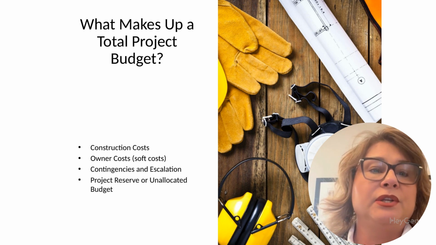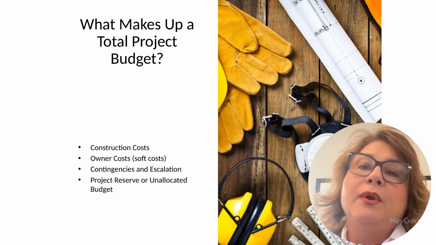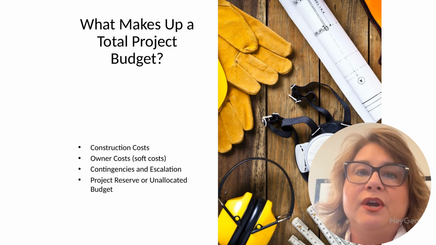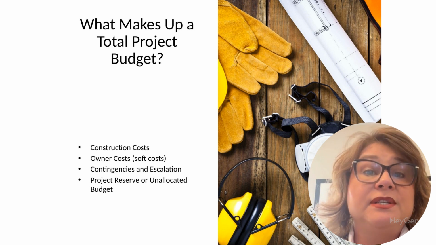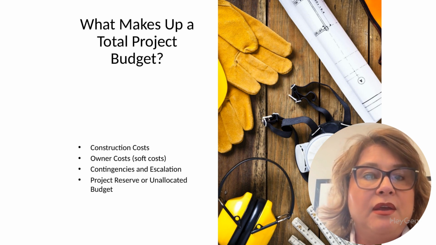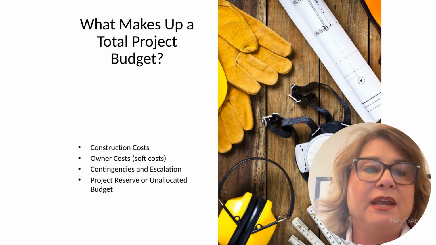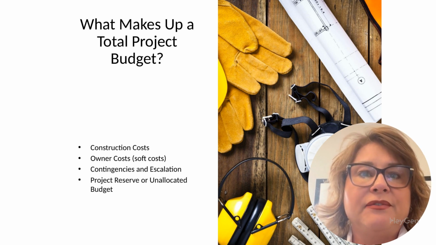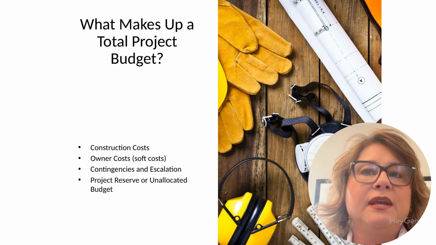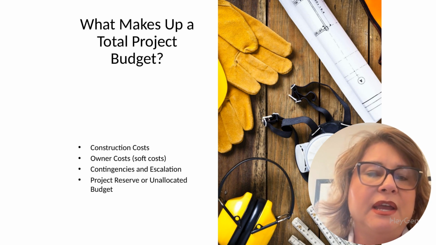At the core of any project is the budget. A total project budget encompasses several key components. These include construction costs, often referred to as hard costs, which are directly related to building the physical structure. There are also owner costs, or soft costs, which include expenses like land, design fees, furniture, fixtures, and equipment, often called FF&E, permits, and legal fees. Additionally, it's crucial to include contingencies and escalation and potentially a project reserve or unallocated budget.